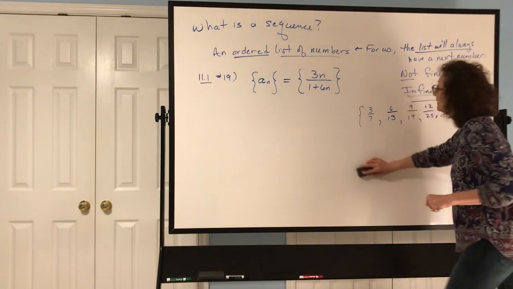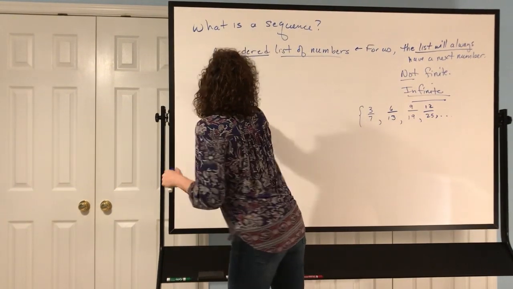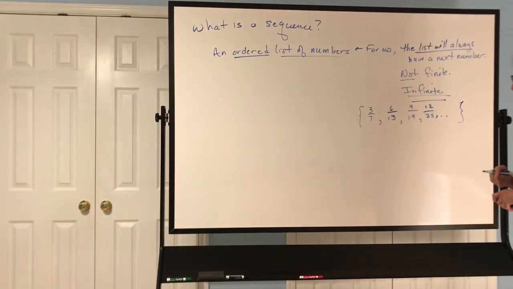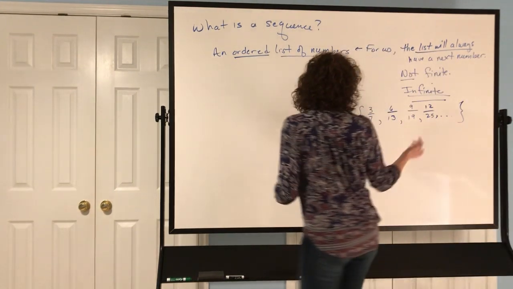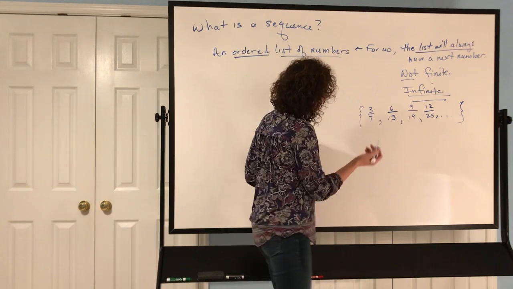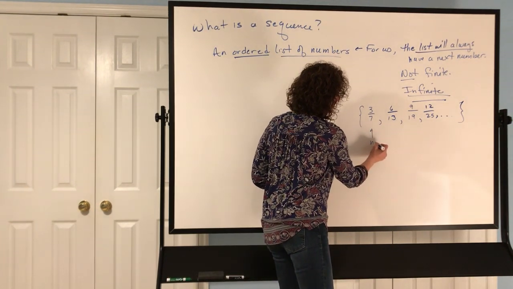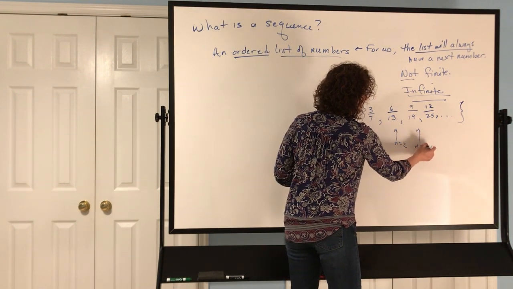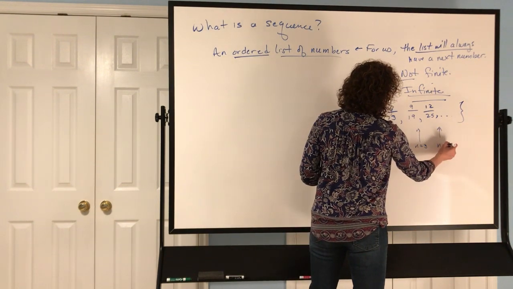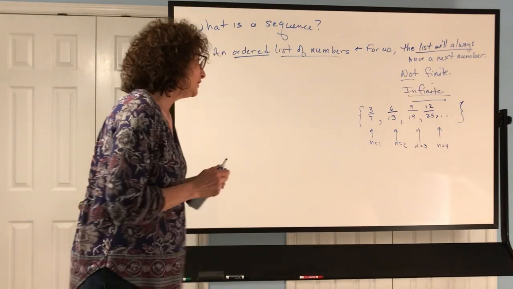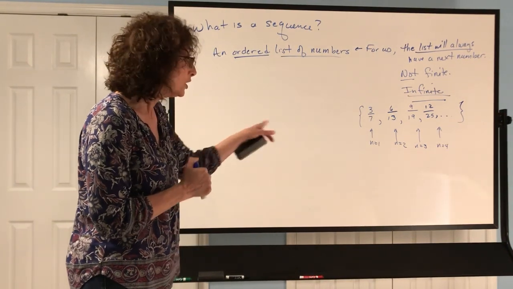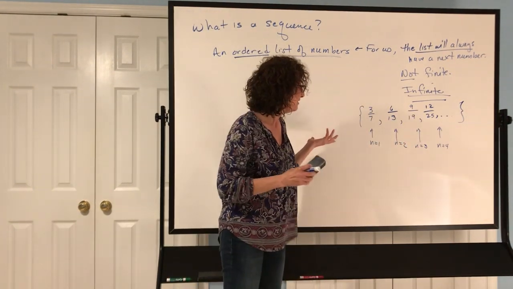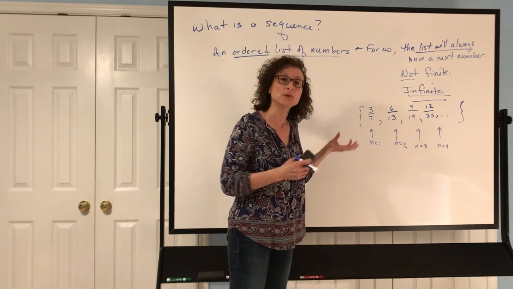But if I erase that, and you were just given this set of numbers, right? And you're like, what is the a_n? You would have to come up with some formula, right? Where this guy is associated with n equals 1, this guy with n equals 2, this guy with n equals 3, this guy with n equals 4. And you'd have to come up with some formula that would work for all of those things. And just staring at it like that, it might not look quite as simple, right?